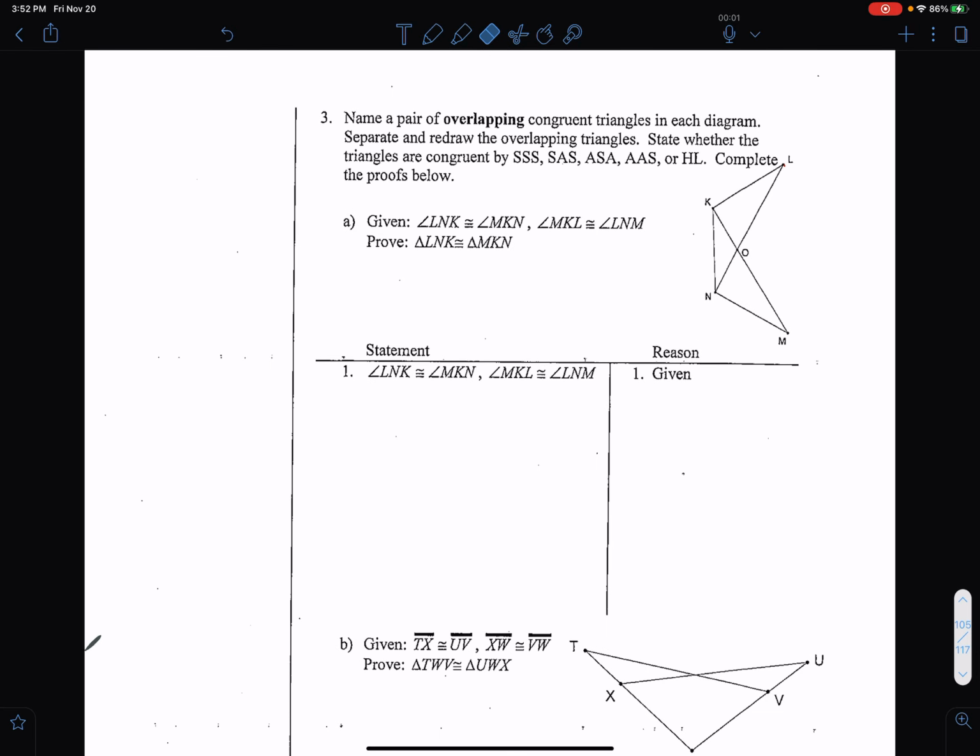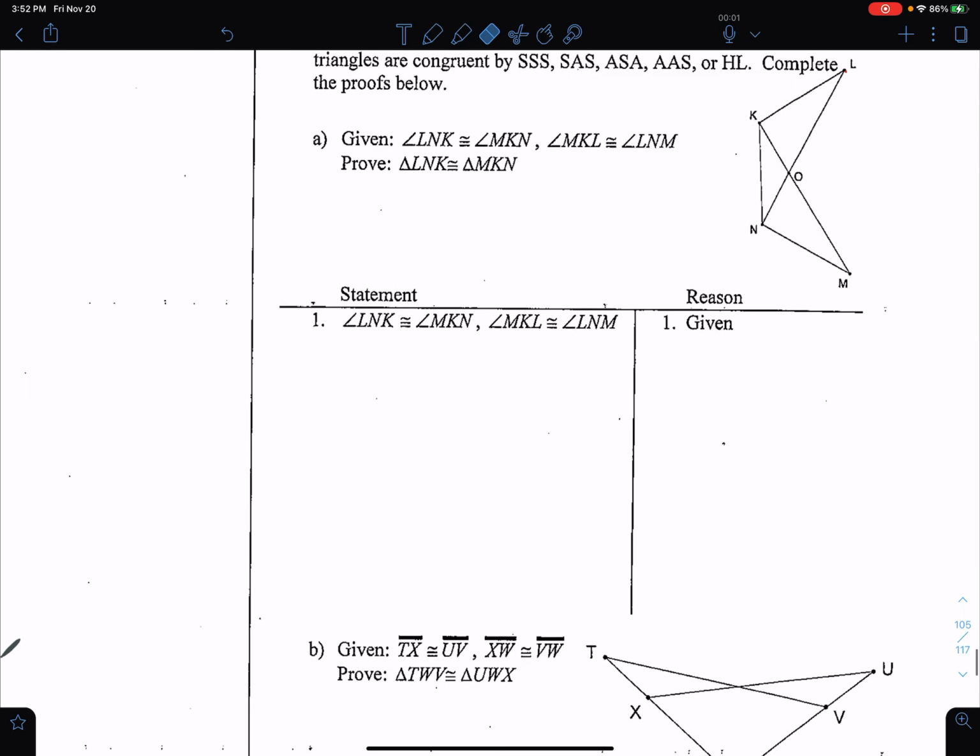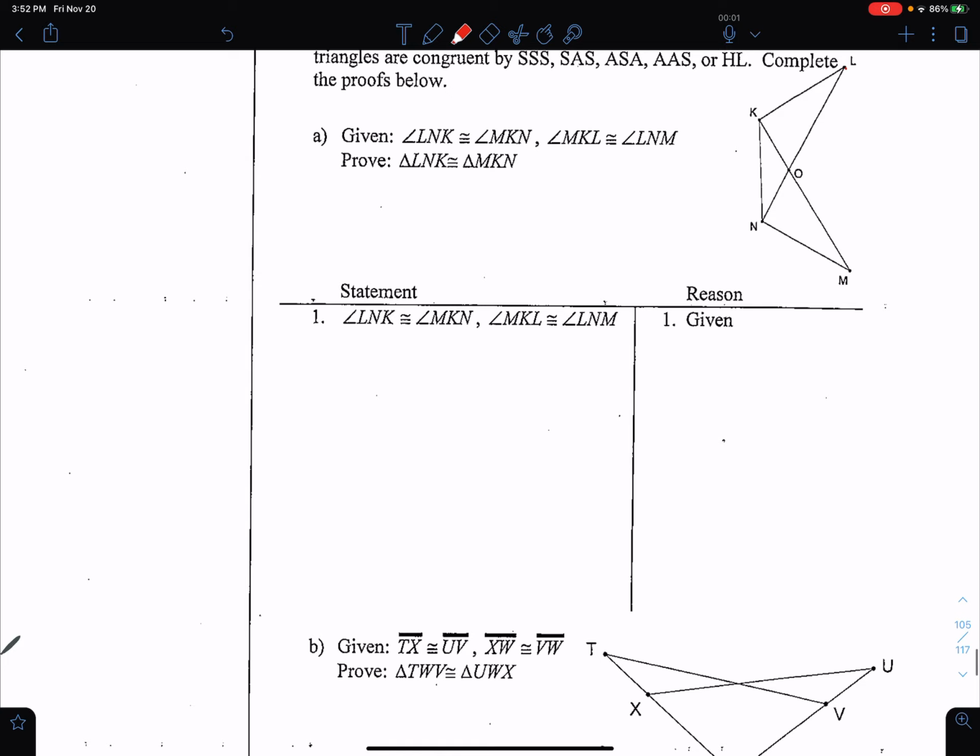So you can read the directions. They were supposed to name overlapping congruent triangles. We're really just going to be looking at these proof statements. So whenever we have a proof statement, we want to see what we're trying to prove. So triangle LNK should be congruent to MKN.